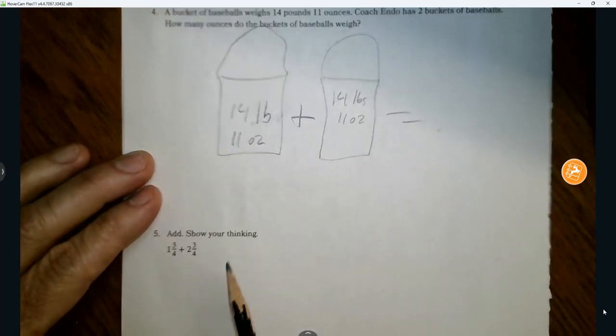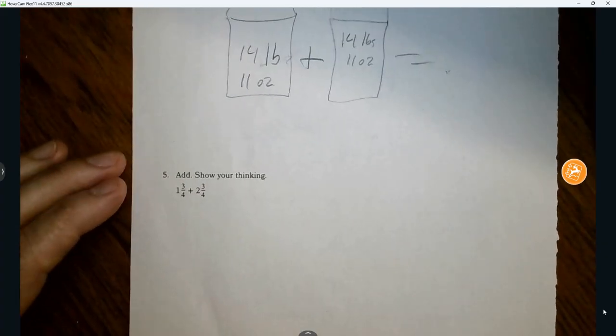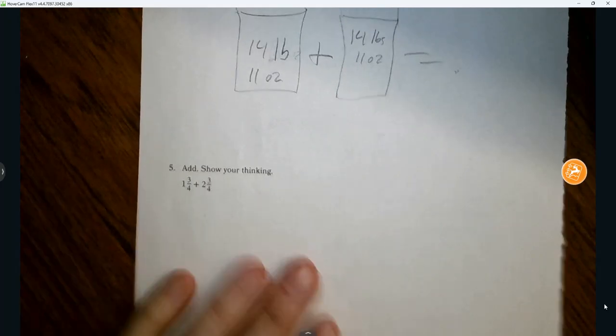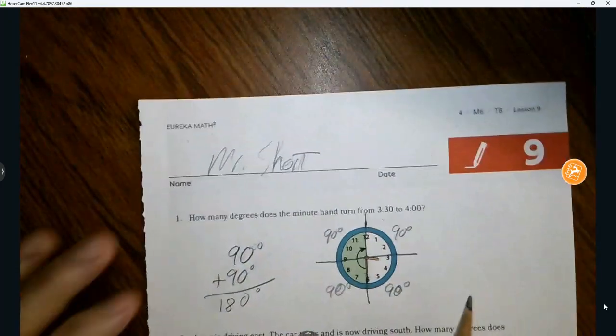Down here, show your thinking. Adding fractions. You guys just took a test on this not long ago. You can add these fractions. You can get that one on your own because I am going to get out of here.